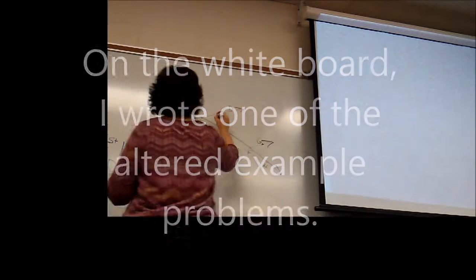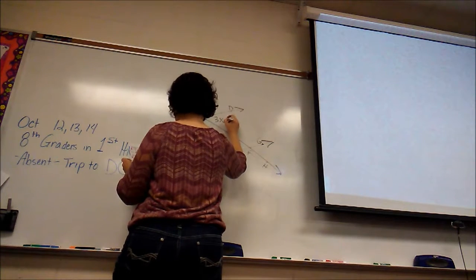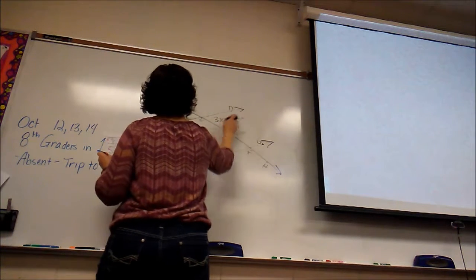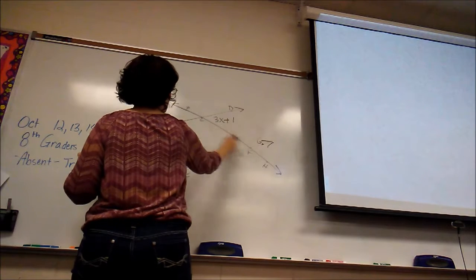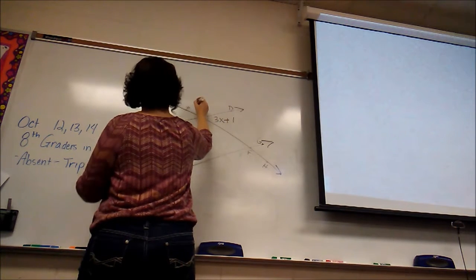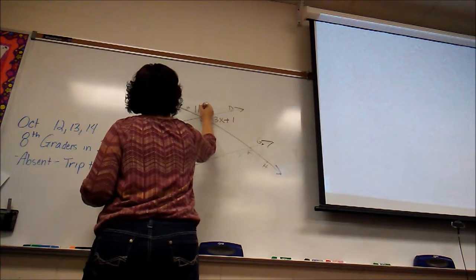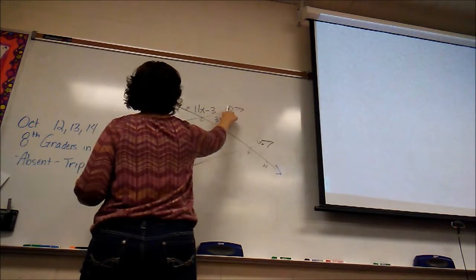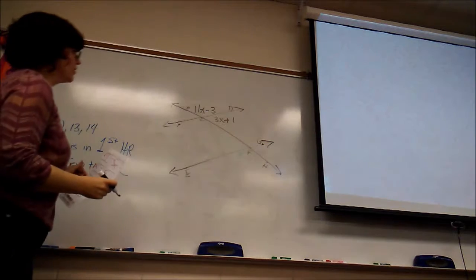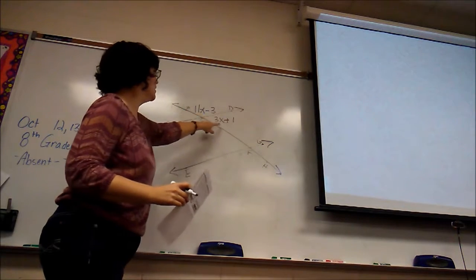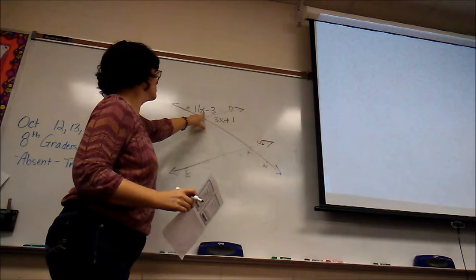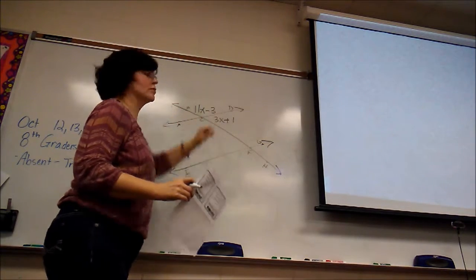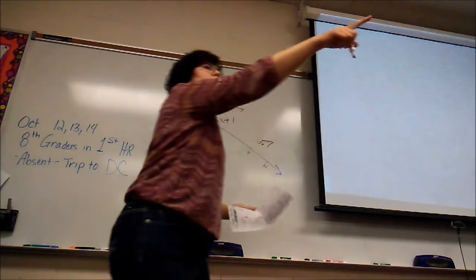I'm going to write 3x plus 1 in this angle right here, angle DCF, and then I'm going to write 11x minus 3 in angle BCD. Please give me an equation that will help me solve for x and then find the measure of those two angles. Yes?